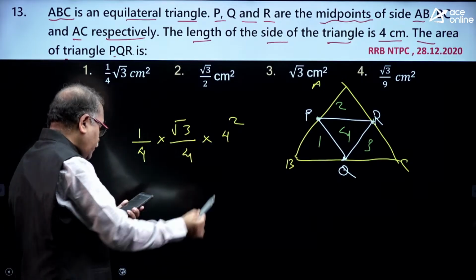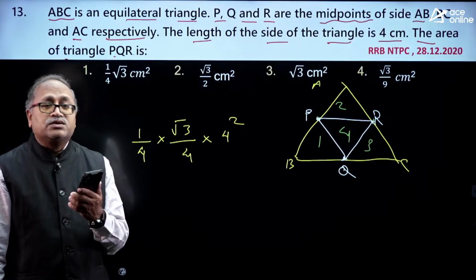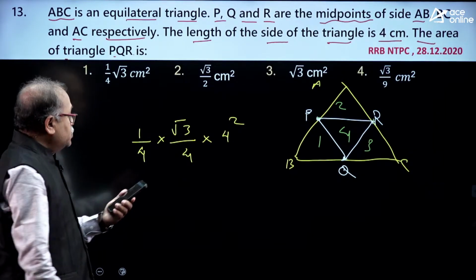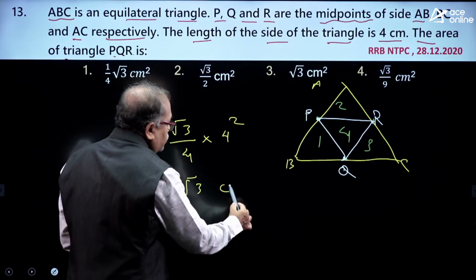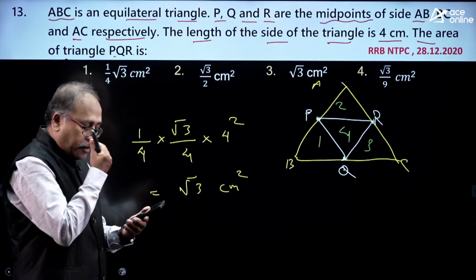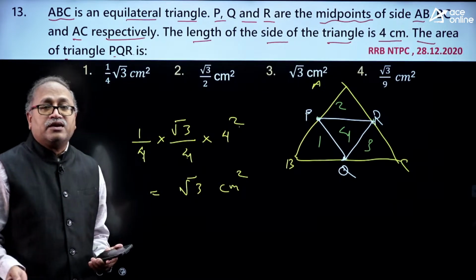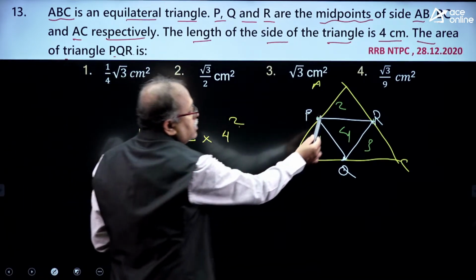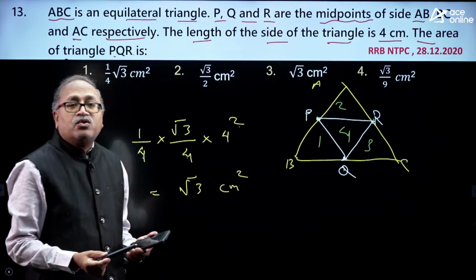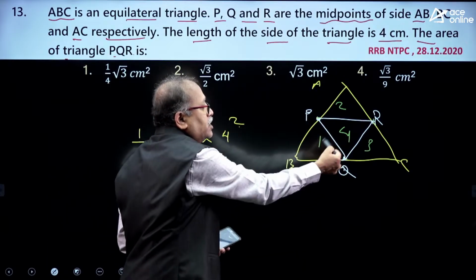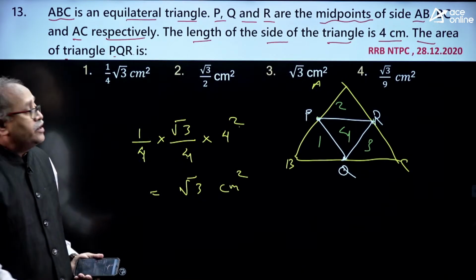As the 4 squared gets cancelled, okay, no need to say sorry. You are doing extremely well, my friend. So my answer here is root 3 square centimeter, as this 4 and this 4 squared get cancelled. The only thing I need to understand is that this is an equilateral triangle and these are all midpoints. That means the whole area is divided into 4 equal triangles. Okay, I am moving on to the next one.